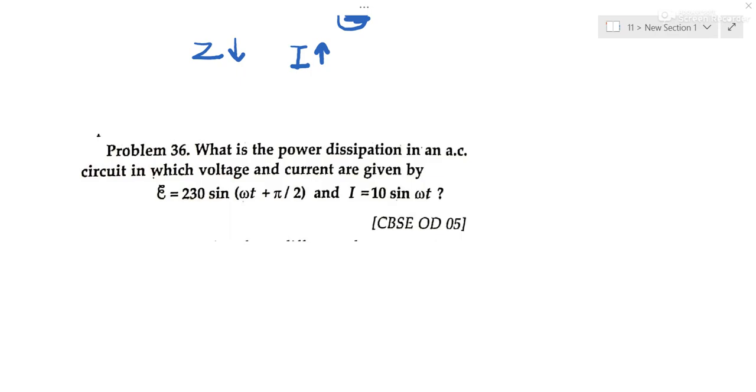Let us see the third question. What is the power dissipation in an AC circuit in which voltage and current are given as this? So you can see current is 10 sine omega t, and the EMF is 230 sine omega t plus 90. So phase wise, current is lagging by 90 and voltage is leading by 90.